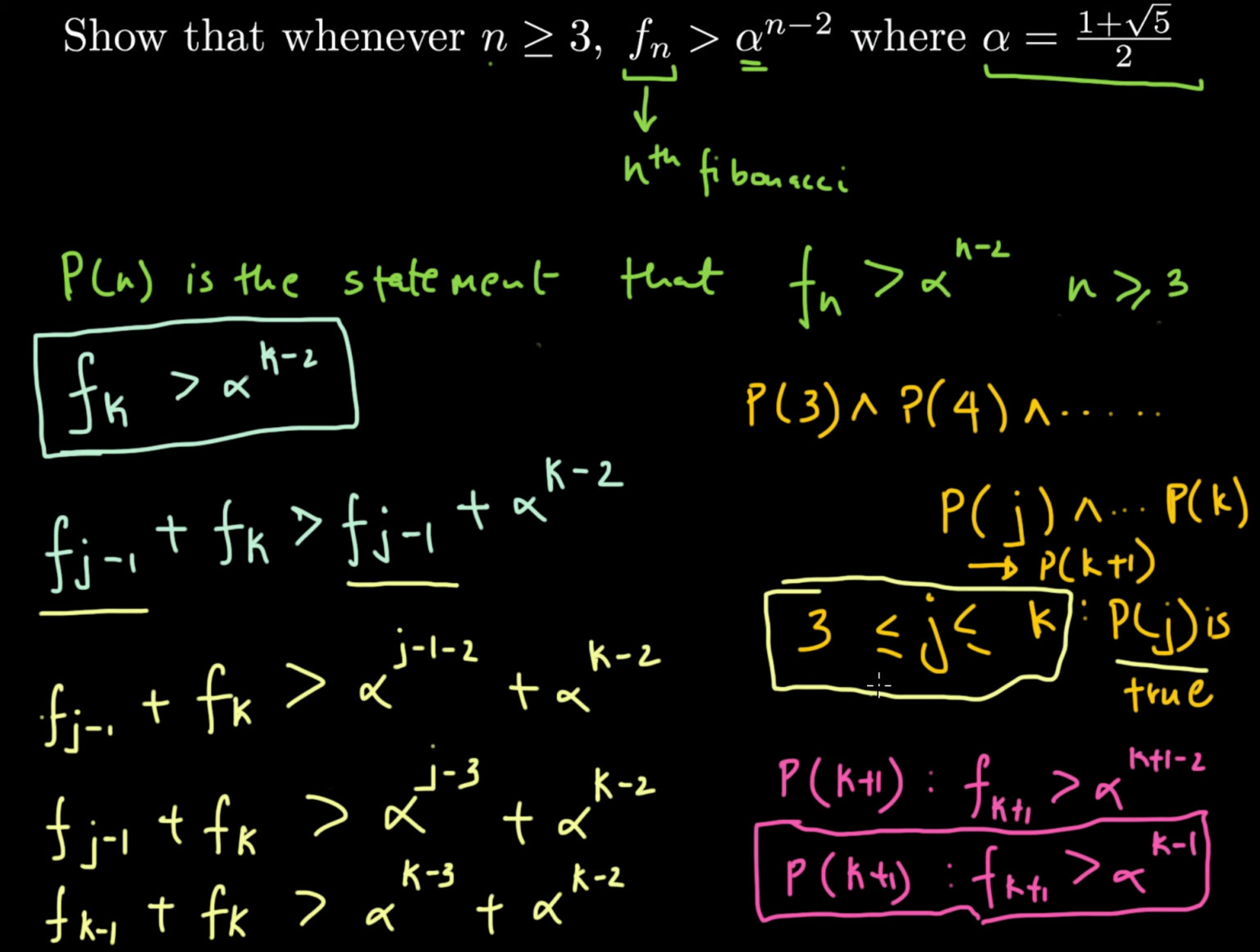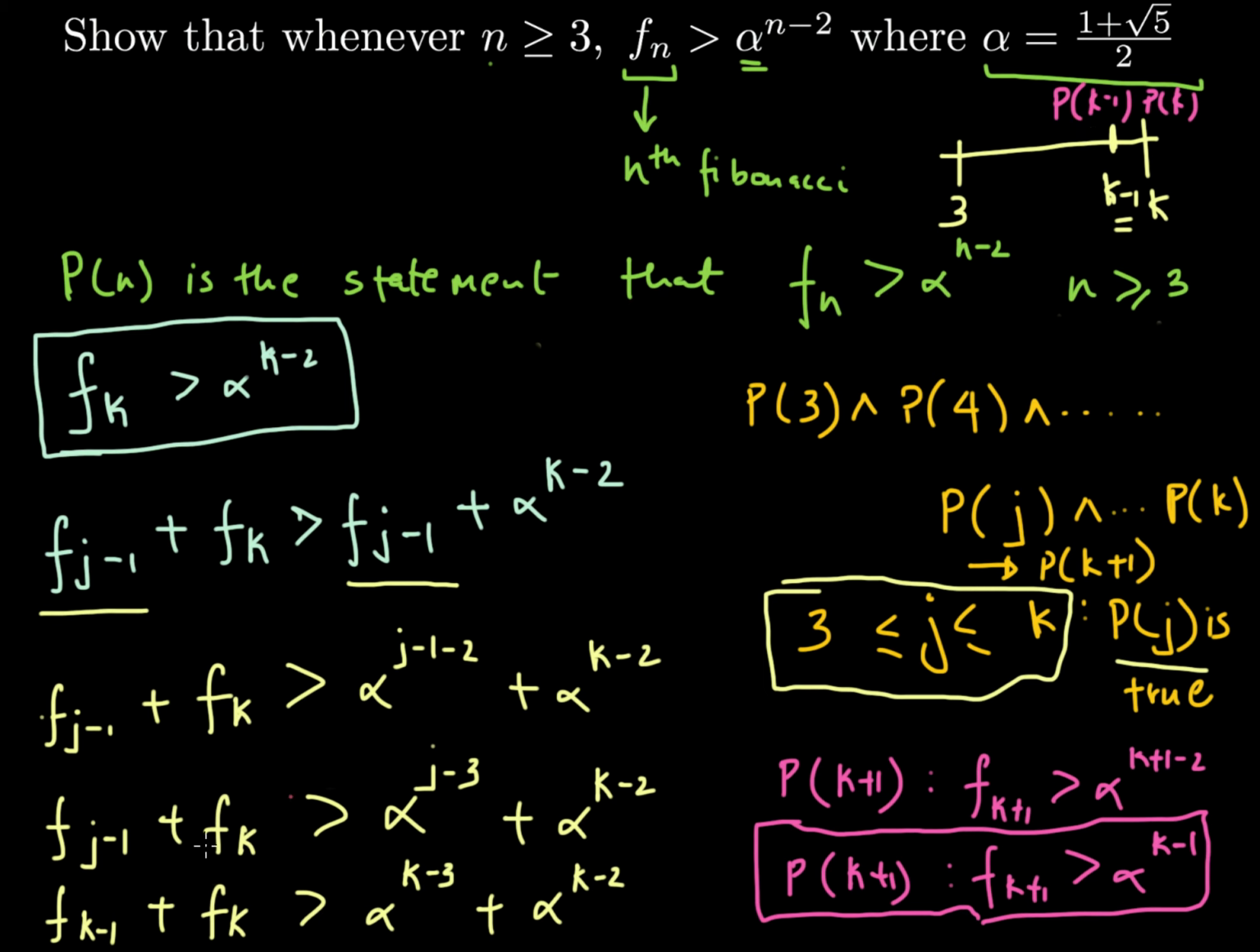Okay, so I just made sure that within these bounds over here, which is, if I look at this number line, here is 3, here is k, and any number between 3 and k, this inequality of P of j is true. So I happen to choose this j that happens to be right here, which is k minus 1. And this is again strong induction, because I do know in strong induction that the statements P of k and P of k minus 1 are both true.